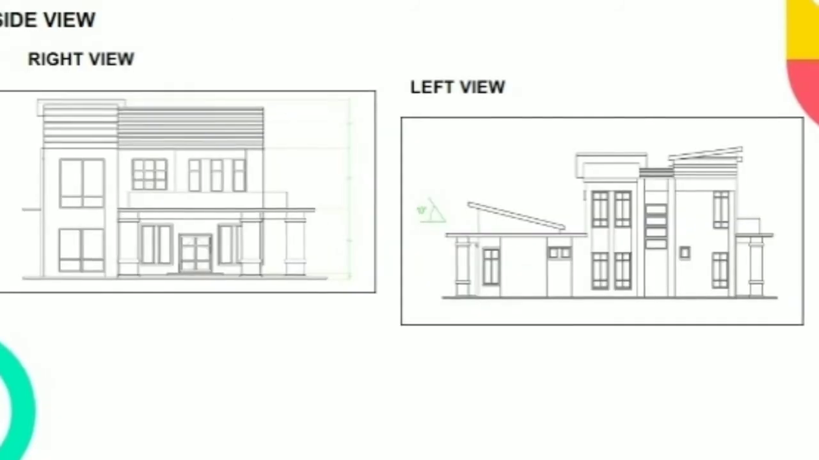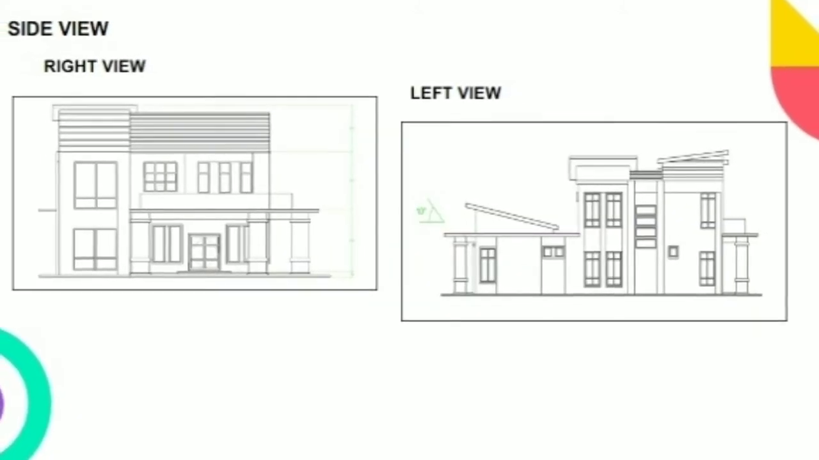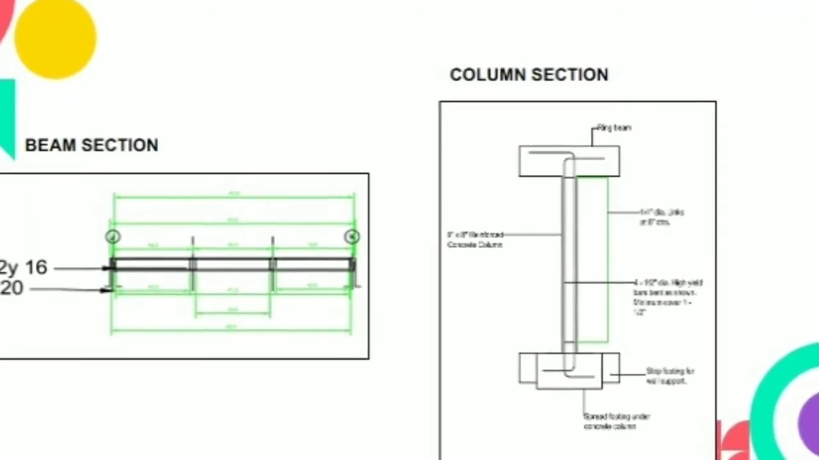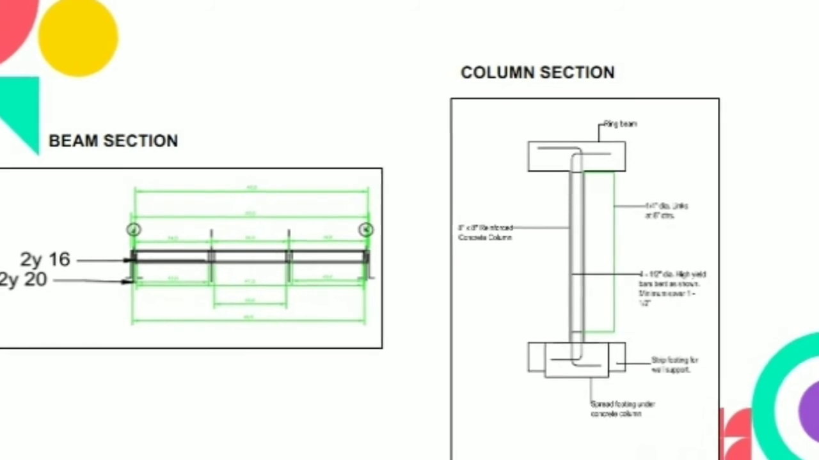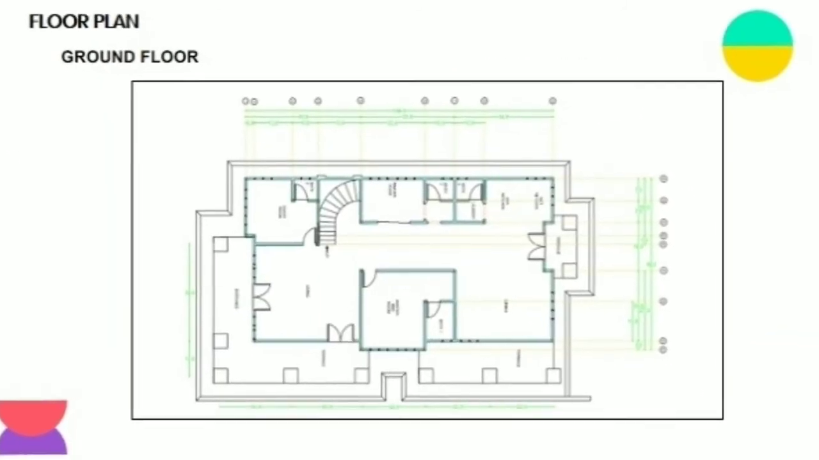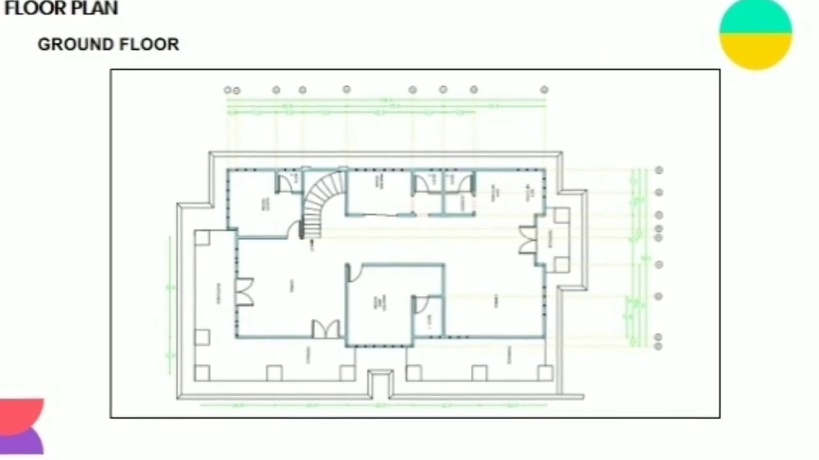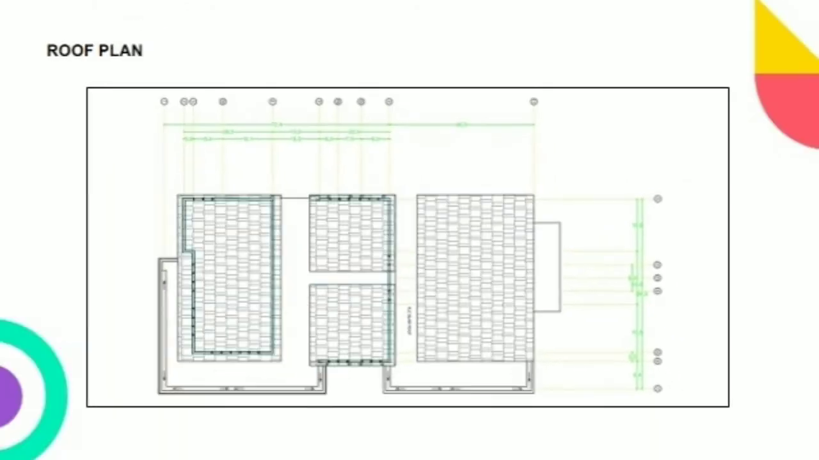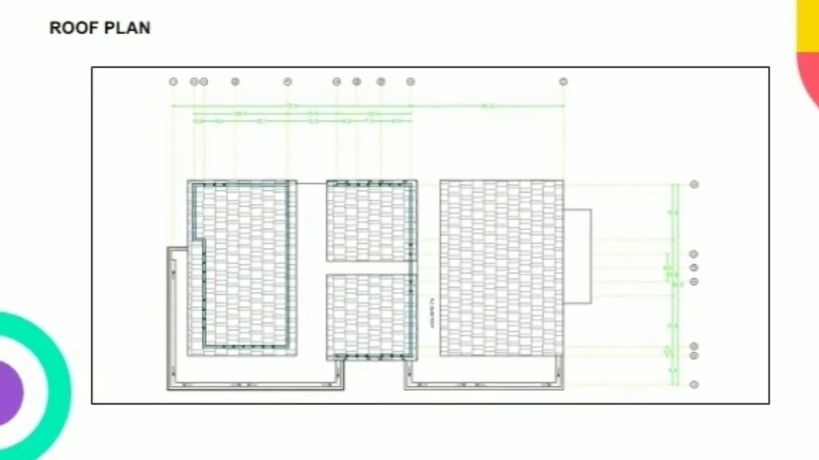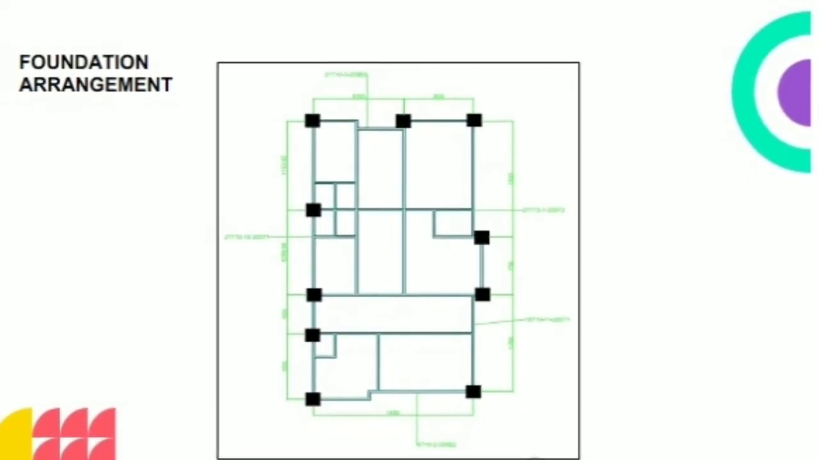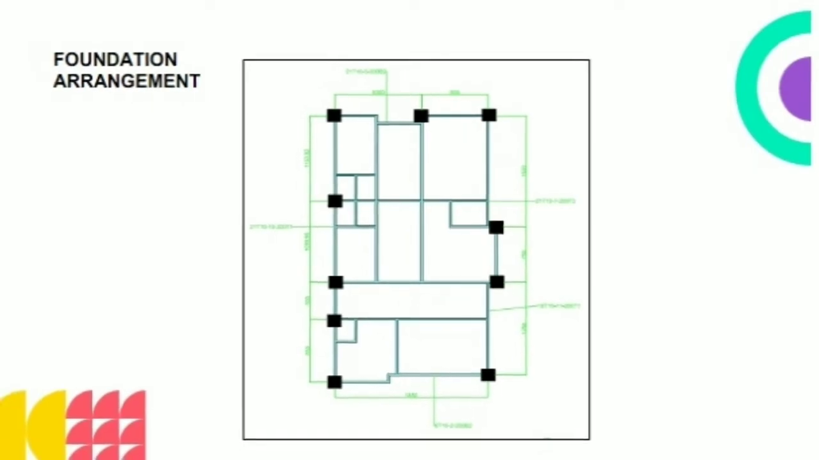This is a front view for the house. This is the right view and left view for the double-story bungalow. This is the beam section and column section for every beam and column in this double-story bungalow. Because this is a double-story bungalow, we have two different levels, which are the ground floor and the first floor. This is the roof plan for the double-story bungalow. This is the foundation arrangement for the foundation in the house.